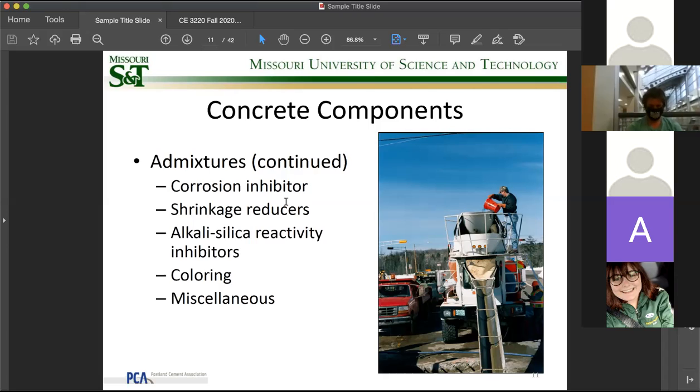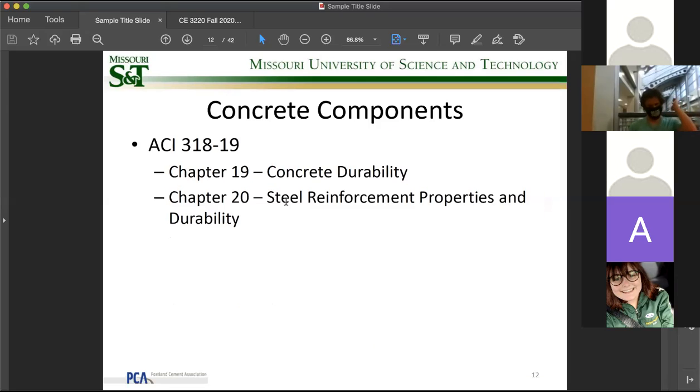ASR inhibitors, alkali silica reactivity inhibitors, that's more chemical inhibitors. We have coloring, and we have all the other things for long-term performance of concrete, okay? So it's a very well developed industry. We have so many admixtures to work with, okay?